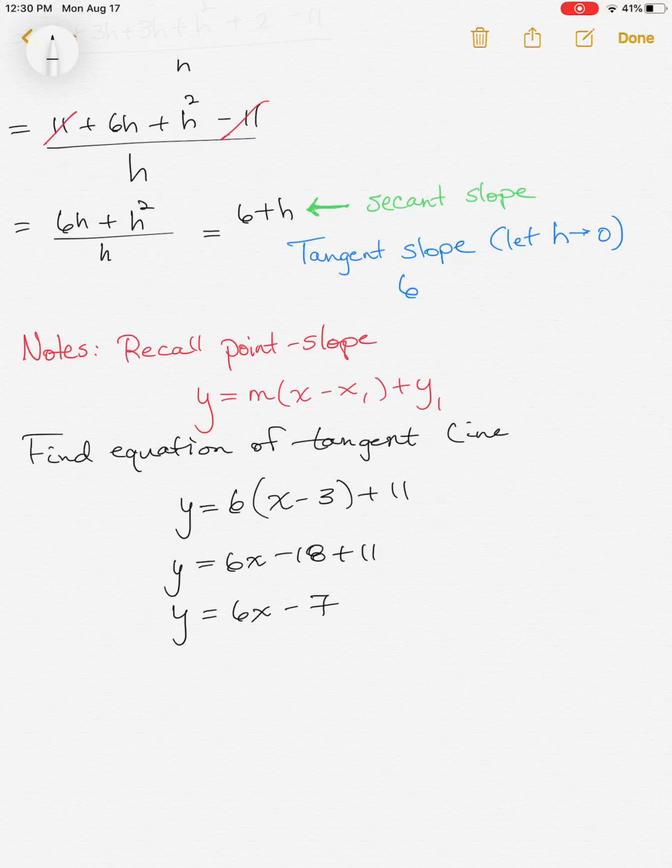All right, so you see how it recalls algebra information. This is the equation for the tangent line. All right, that right there should get us up and rolling. That's 2.1 in a nutshell.